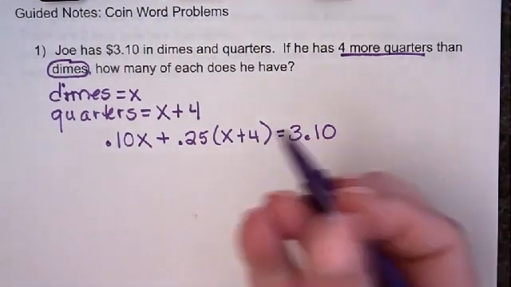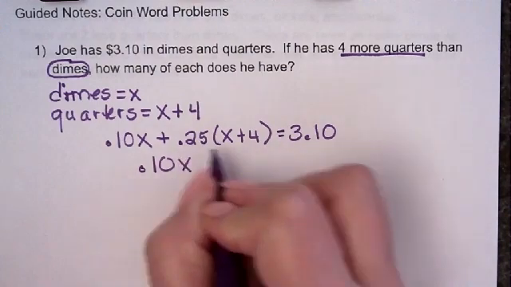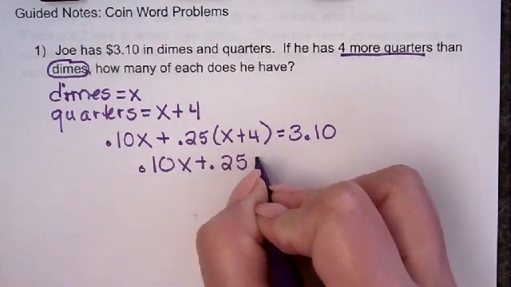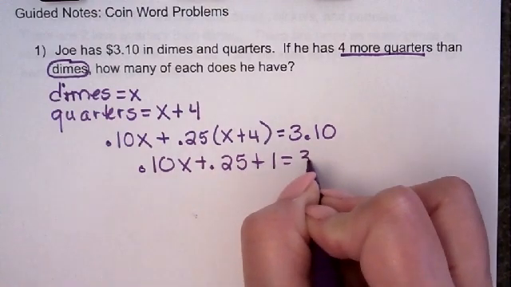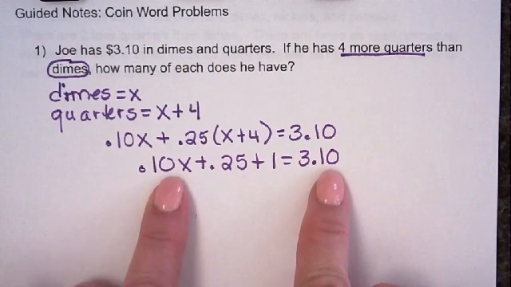So I'm going to talk fast because we know how to do the distributive property. So 0.25x plus 1 equal to 3.10. Now let me address these zeros. Those are optional. You know, if you have zeros at the end of a decimal, you don't have to write them. Some people do because it's money, and money goes to 2 decimal places, and that's what they're comfortable with.